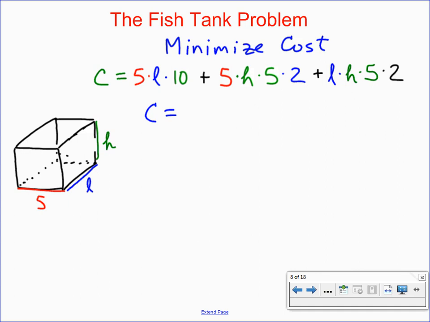So let's see. We've got our formula: C is 50L plus 50H. You guys catch me when I make a mistake. Plus 10LH. 10LH. This is cool.